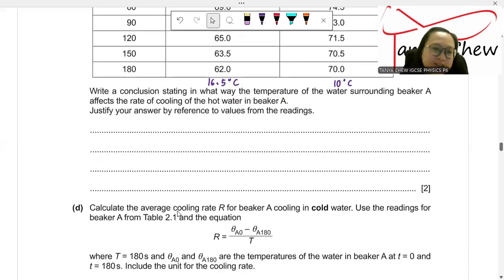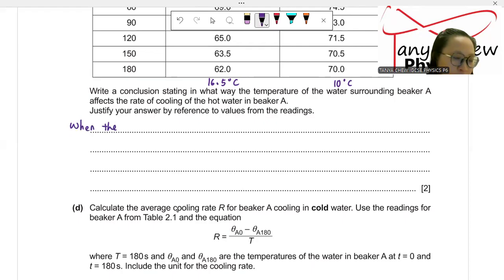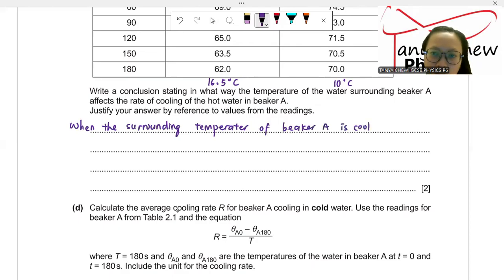Here, I have to discuss about the rate of cooling. So I will say that when the surrounding temperature of beaker A is cooler, surrounding temperature is lower. Okay.